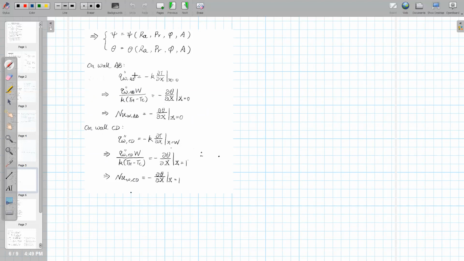Okay, if you are more interested in the averaged heat flux, the averaged Nusselt number on the wall AB and the wall CD, you need to do an averaging. Okay, let me try to do that. So basically, you can do this q prime at wall AB. If you do the average, you can do integration on y, from 0 to H, of q'' at wall AB, d of y.